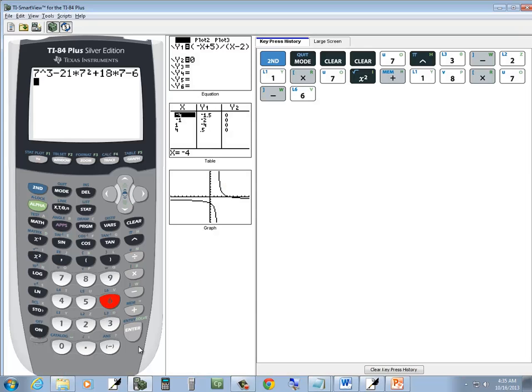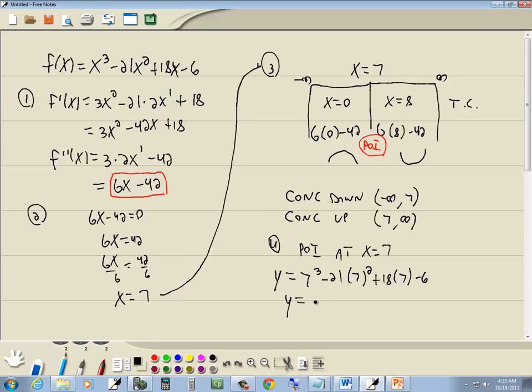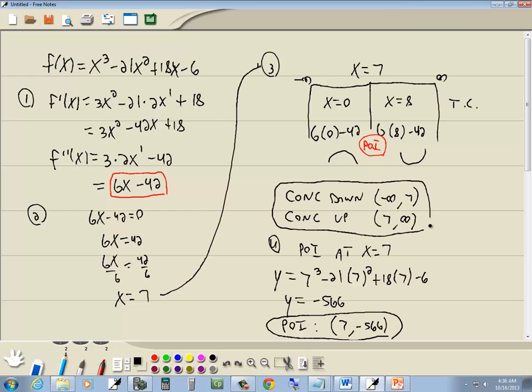Checking my signs and everything. Okay, enter. Negative 566. So our POI, it's a point, that would be 7, negative 566. And that's our answer. And I suppose this is part of the answer too if they're asking about the concavity.